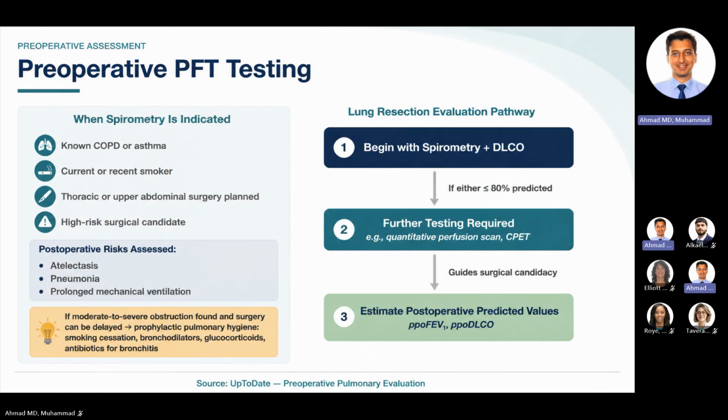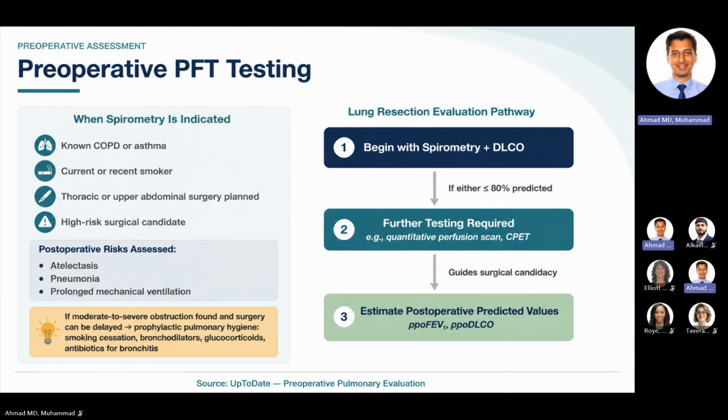Preoperative PFT testing. Spirometry is indicated especially in individuals in whom you suspect COPD or asthma, current or recent smokers, those who are undergoing thoracic or upper abdominal surgery, and who are high-risk surgical candidates. For those individuals who have borderline PFTs and whom we are not sure should go for surgery, one can optimize their lung function through prophylactic pulmonary hygiene, smoking cessation, bronchodilators, a short course of steroids, antibiotics for bronchitis, and then repeating their spirometry and clearing them for surgery after optimizing their lung function.